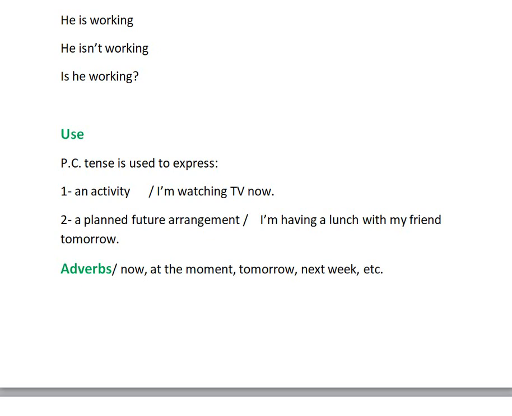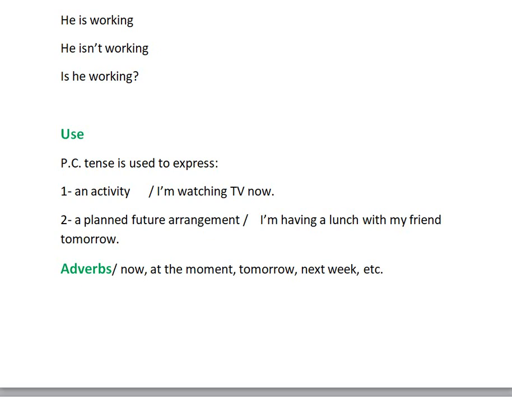Number two use is a planned future arrangement. What does this mean? If we have an arrangement in the future, we mostly use the present continuous verb tense. That means if we have something in the future, we mostly don't use just the future marker will. No, we can use the present continuous tense. For example, I'm having lunch with my friend tomorrow.